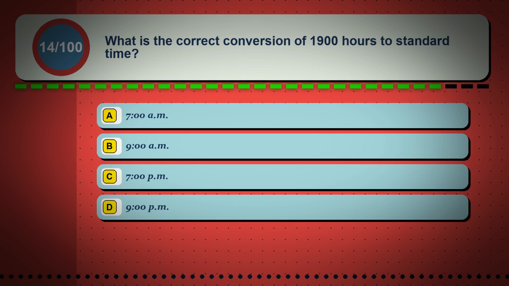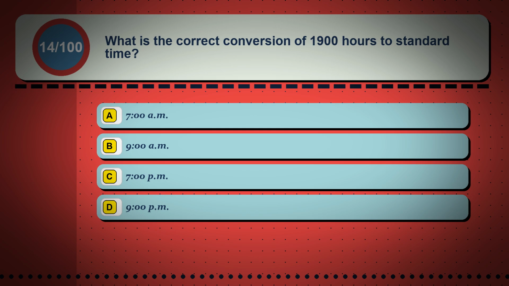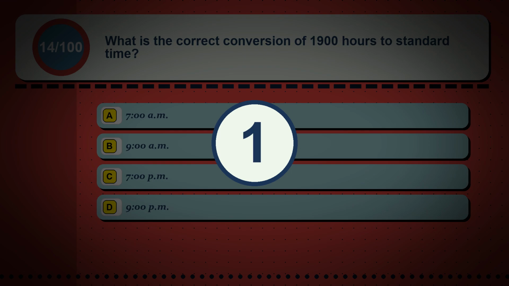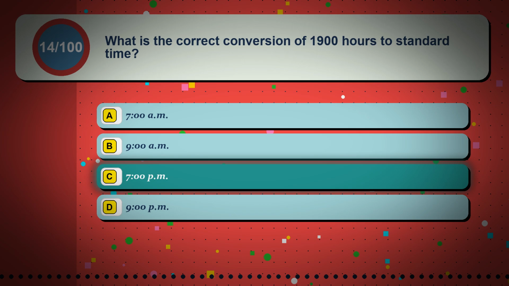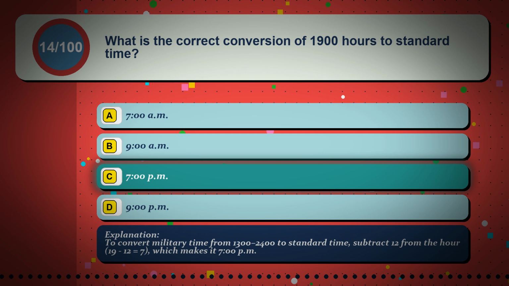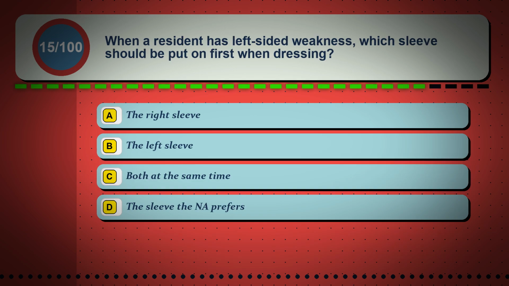Question 14. What is the correct conversion of 1900 hours to standard time? Option A, 7 a.m. Option B, 9 a.m. Option C, 7 p.m. Option D, 9 p.m. The correct answer is option C, 7 p.m. To convert military time from 1300 to 2400 to standard time, subtract 12 from the hour. 19 minus 12 equals 7, which makes it 7 p.m. Question 15. When a resident has left-sided weakness, which sleeve should be put on first when dressing?